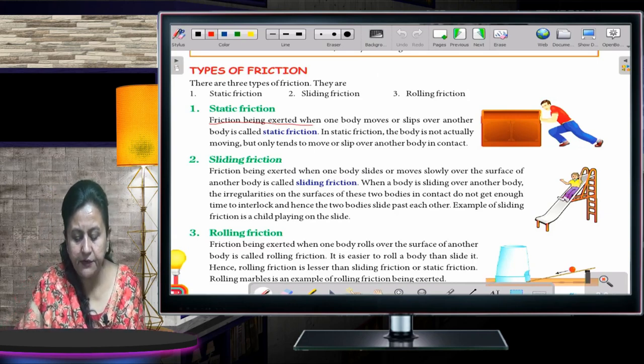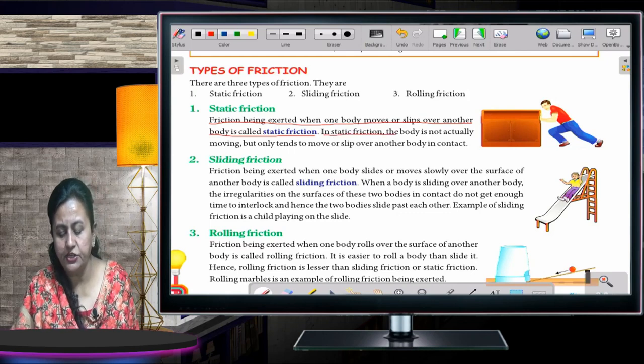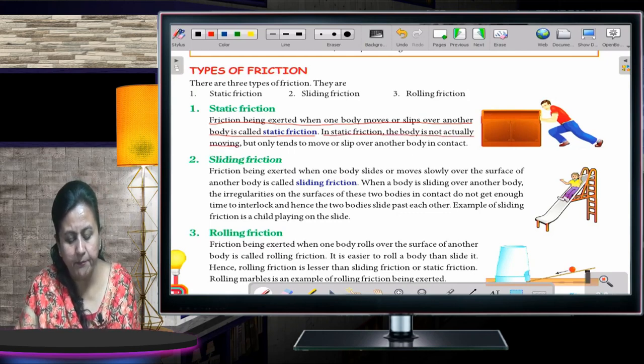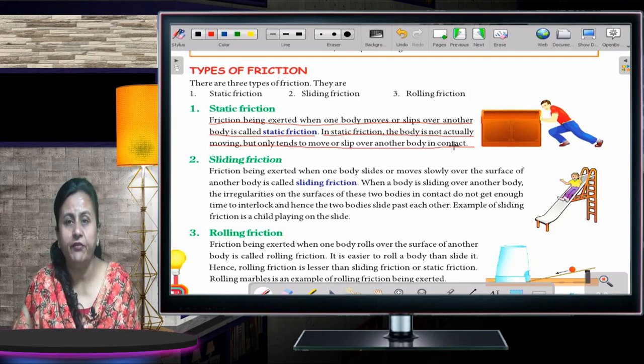Friction being exerted when one body tends to move or slip over another body is called static friction. In static friction, the body is not actually moving but only tends to move or slip over another body in contact. This is static friction.